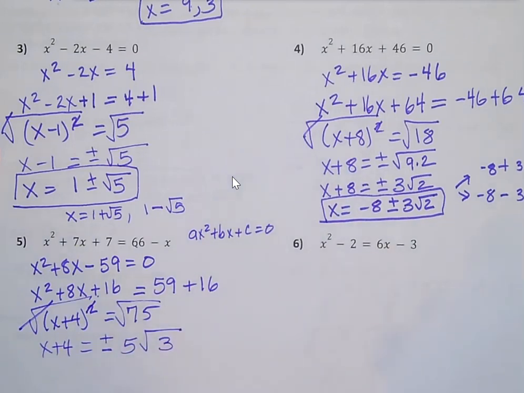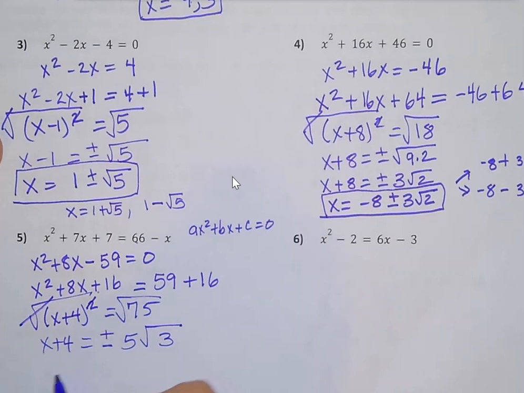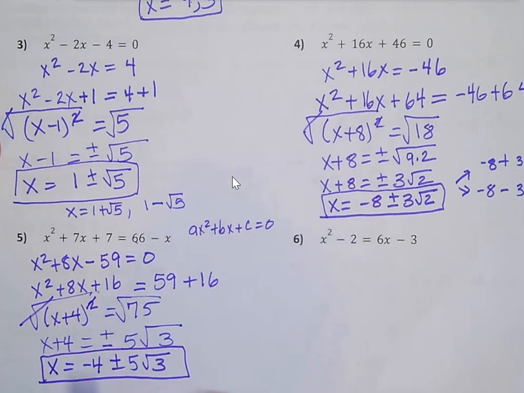I just did 2 steps in one, okay? I took the square root of each side, but I also simplified that radical. Okay, so I'm going to subtract 4 from each side because I ultimately want to get x all by itself. So x equals negative 4 plus or minus 5 times the square root of 3. Those are my answers. Negative 4 plus 5 roots of 3 and negative 4 minus 5 roots of 3.